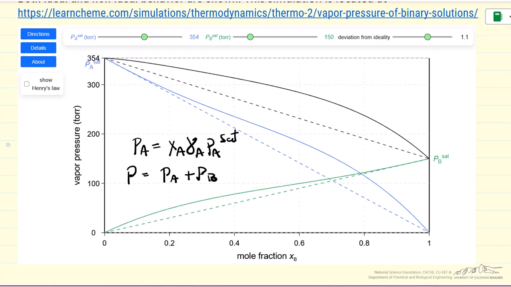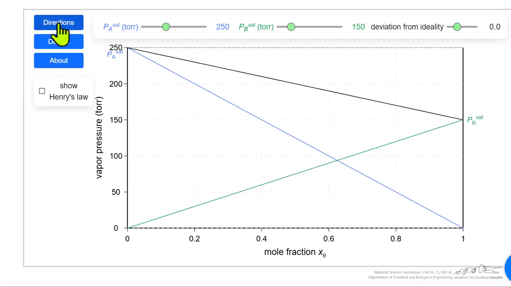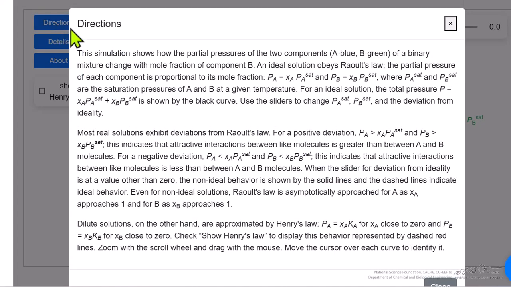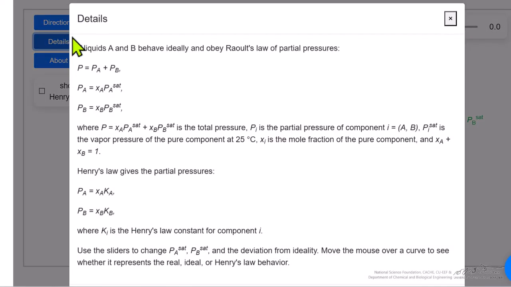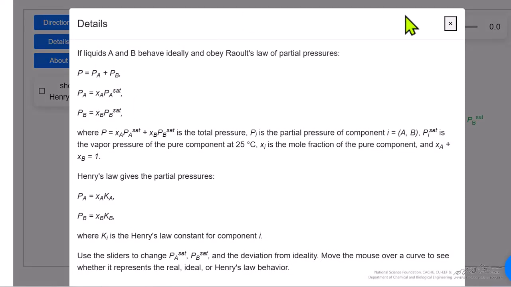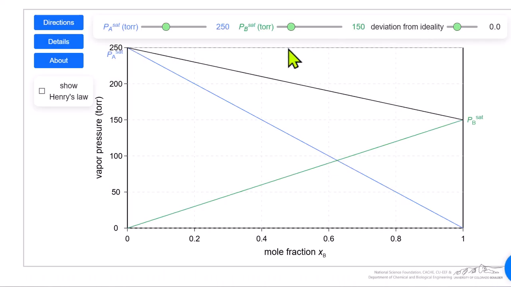Let's look at the interactive simulation. So here's the simulation. We have directions that briefly describe how to use the simulation and the equations. The details then show the equations, some of which I just showed you. Here we're looking at Raoult's law because there's no deviation from ideal.